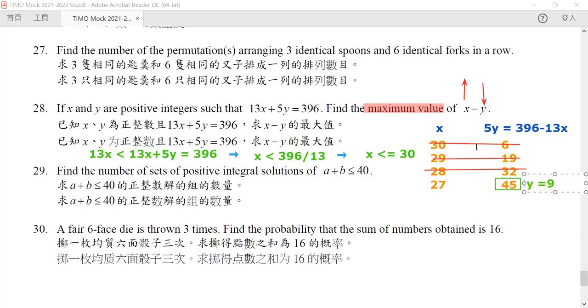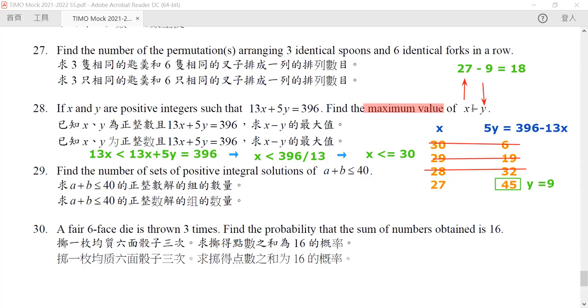So we know that our highest x is 27 and our lowest y is 9, so our value is exactly equal to 18. So this is the maximum value of this function.